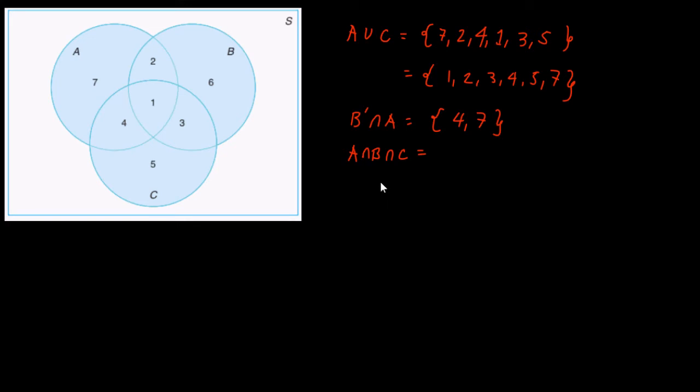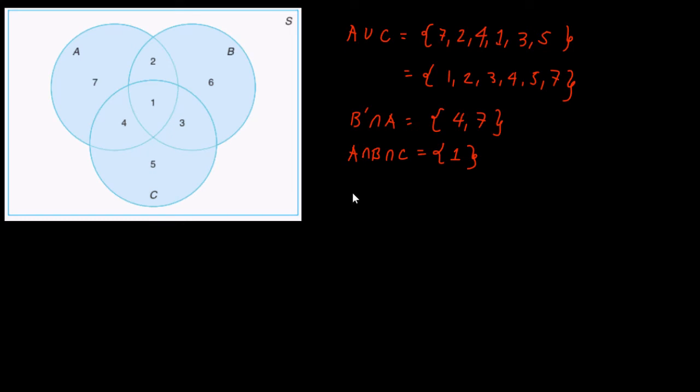So this is A intersect B intersect C. We need to find the common region, or the common element. We need to find the region that is contained by A, B, and C. That region is 1. So region 1 is contained by A, also contained by B, and also contained by C. So the answer here is just 1.